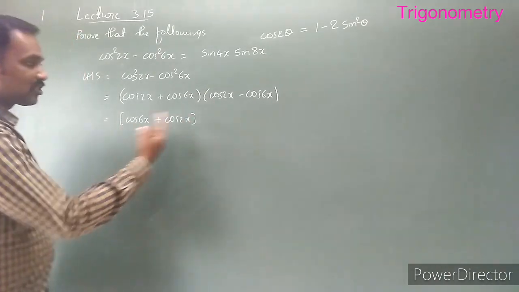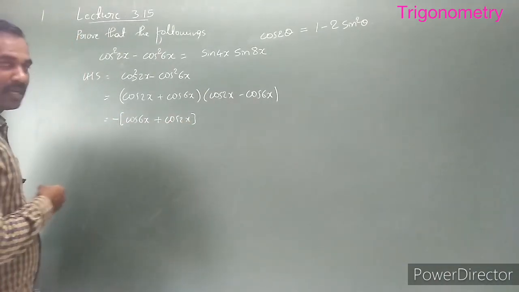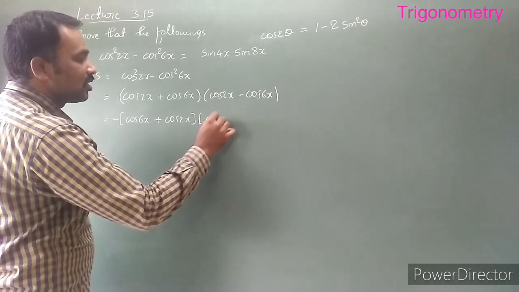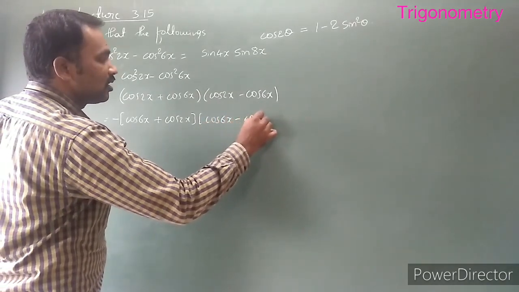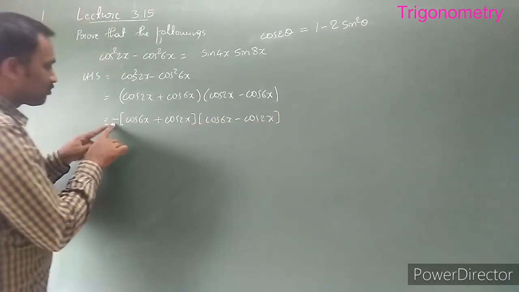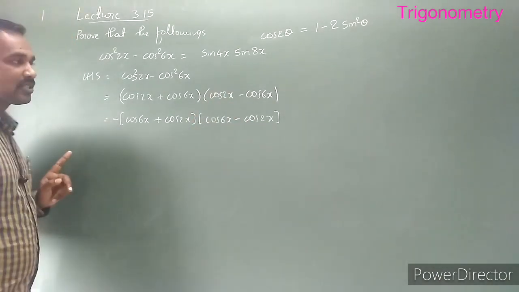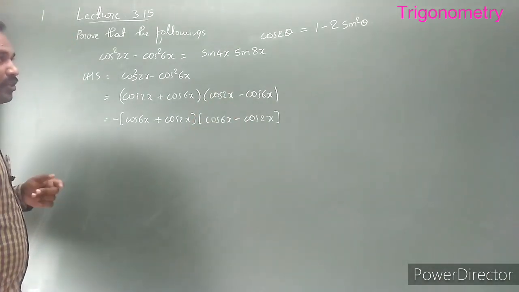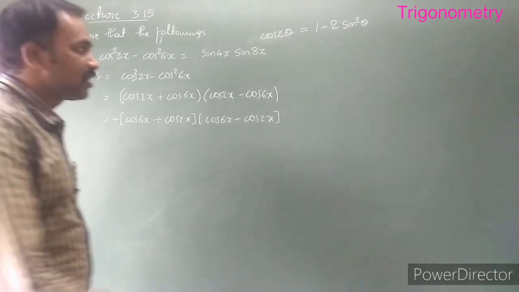But here minus is common. Minus is common means I just write the minus here into cos of 6x minus cos of 2x. Multiply this minus to here, we get the previous result. Now once again we know the cos c plus cos d, cos c minus cos d.